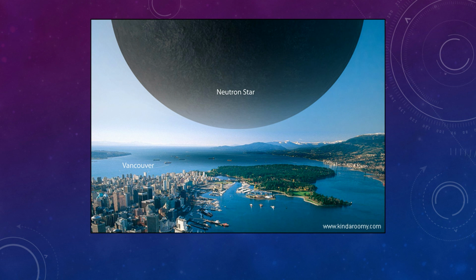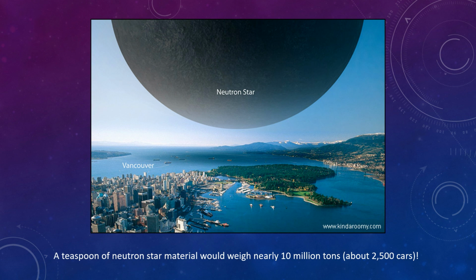But if these are even smaller, well, how dense are these guys? Well, do the same thing, take a kitchen teaspoon, and hypothetically go and scoop up some of that material. It would weigh 10 million tons, or about 2,500 cars. So again, insane. I mean, absolutely insane. And I don't remember the exact number, but this can be calculated. If you were hypothetically able to stand on a neutron star, which you couldn't, you'd be crushed under your own weight instantly if you even got close.